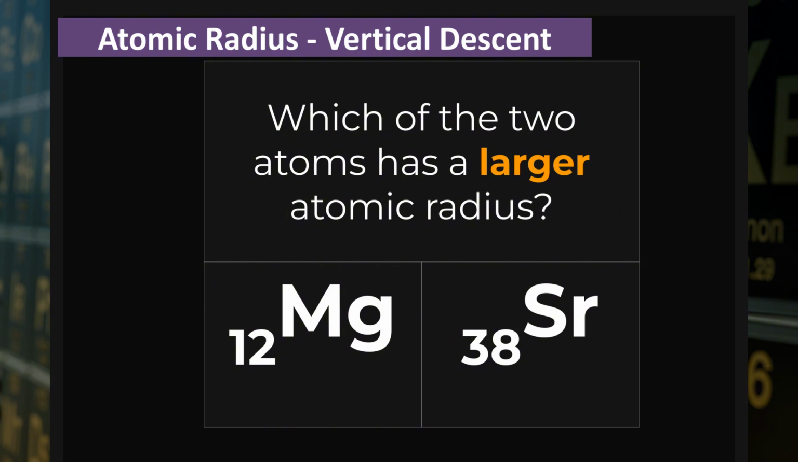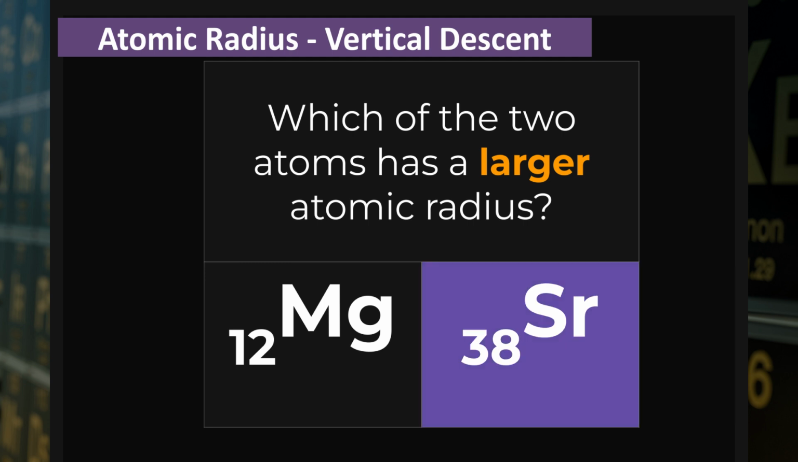So let's practice this trend of the atomic radius on a vertical descent. Which of the two atoms has a larger atomic radius? Is it magnesium or is it strontium? I hope you chose strontium, but the question is why? Why is strontium larger in atomic radius than magnesium?